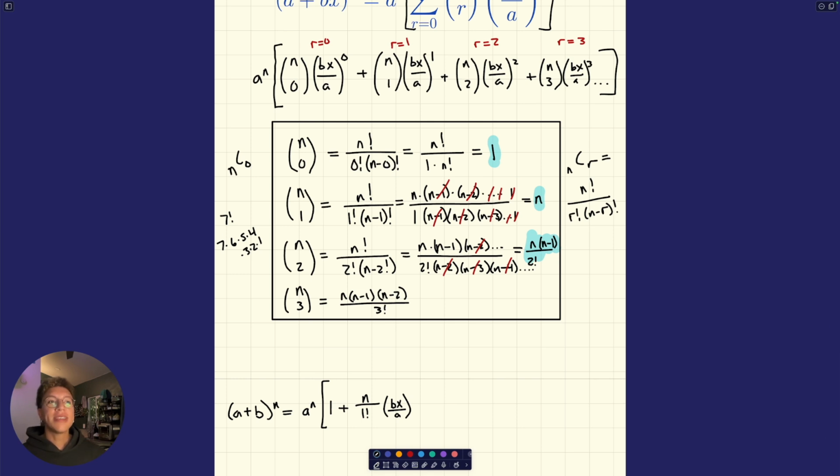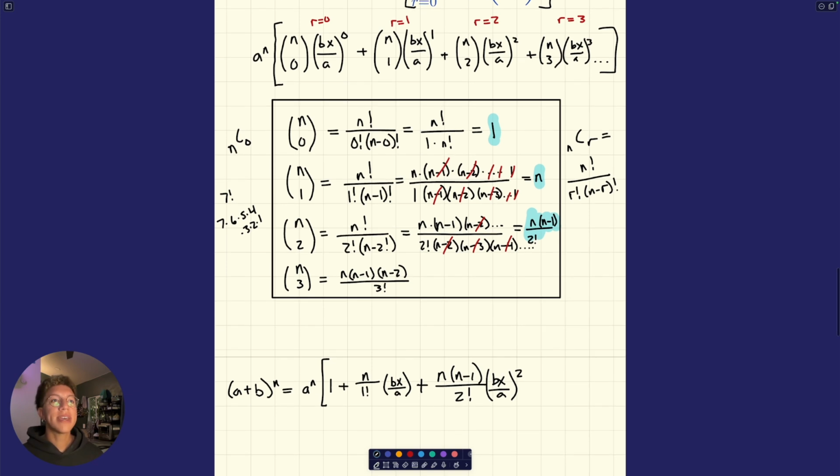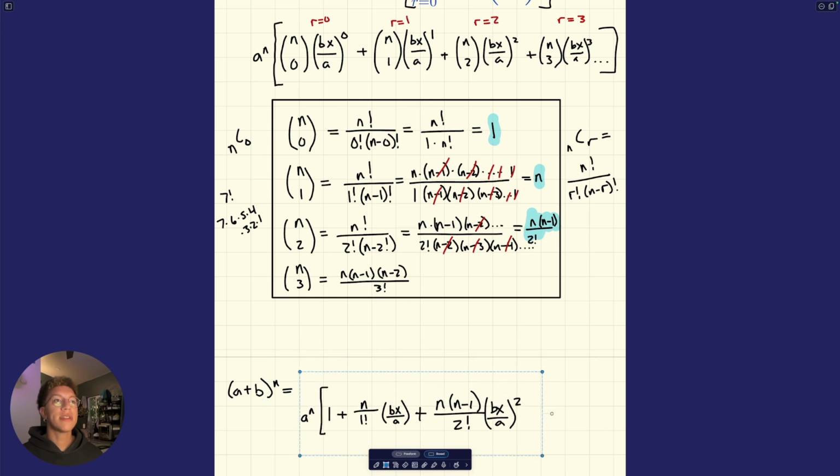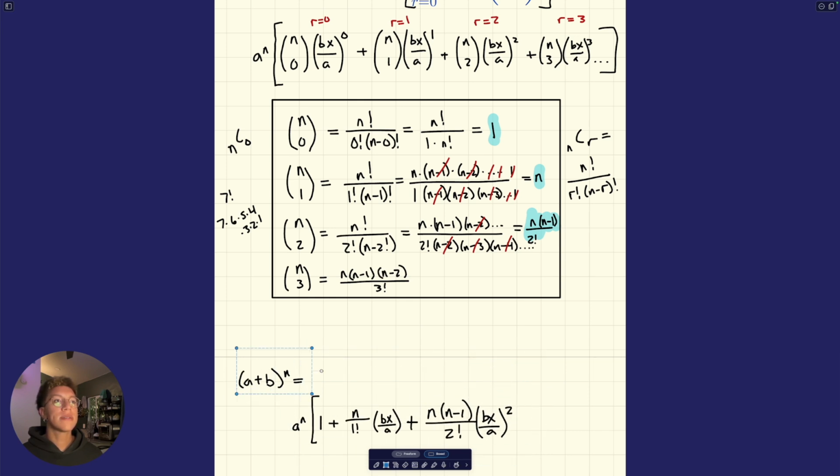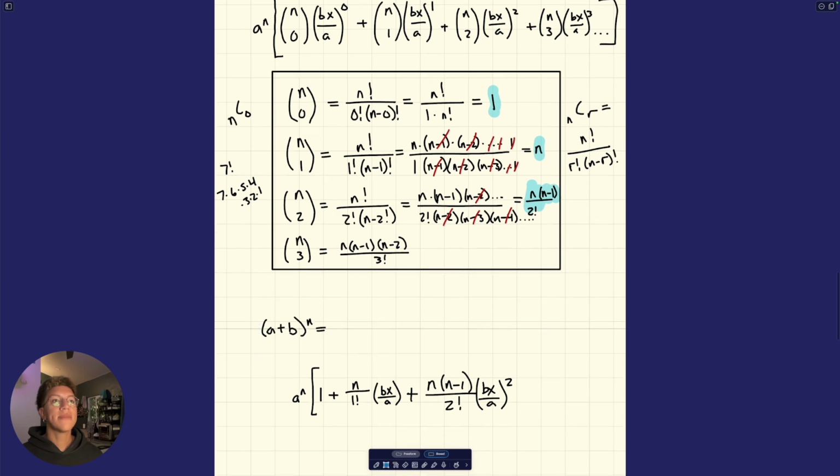Our next term is going to be our third term. So we have n choose 2. N choose 2 is this right here. So n times n minus 1 all over 2 factorial. And then again we have bx over a to the 2nd power. And we're starting to run out of space, so let's maybe shrink this down a little bit. Maybe put it on 2 lines. So we're saying a plus b to the n is equal to this.